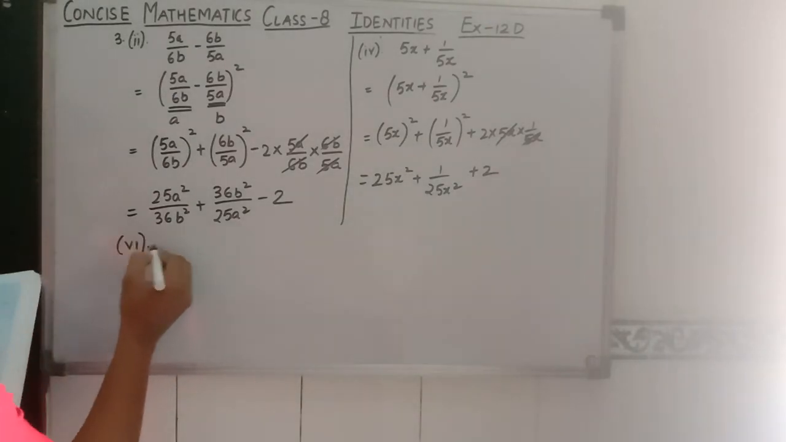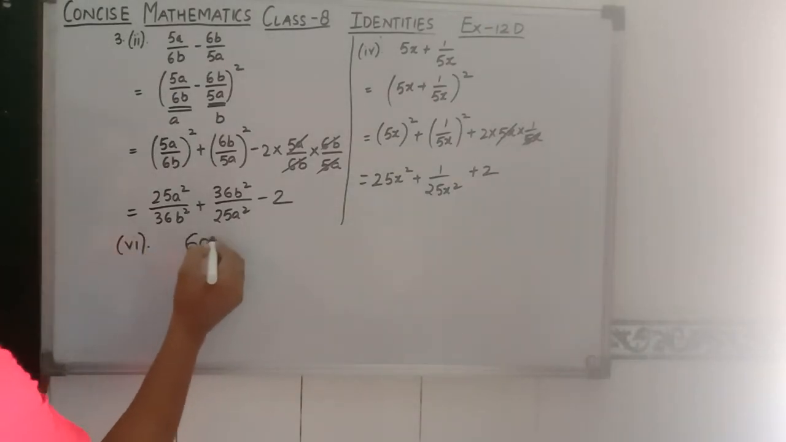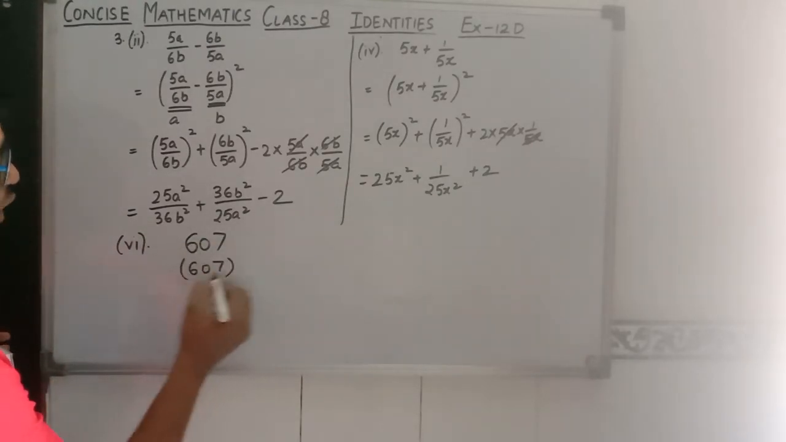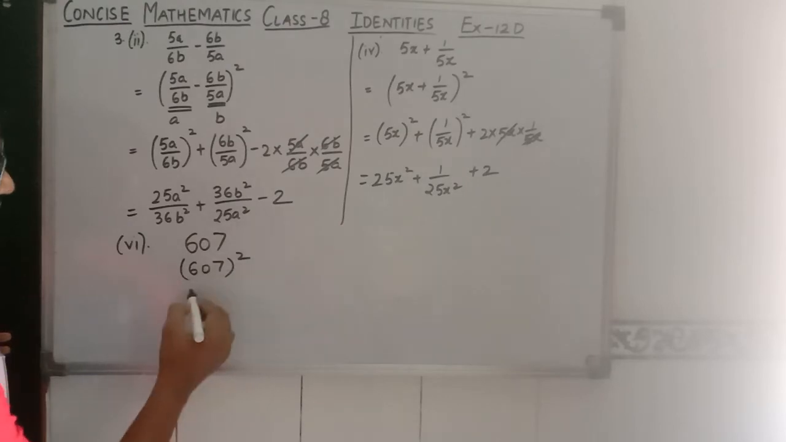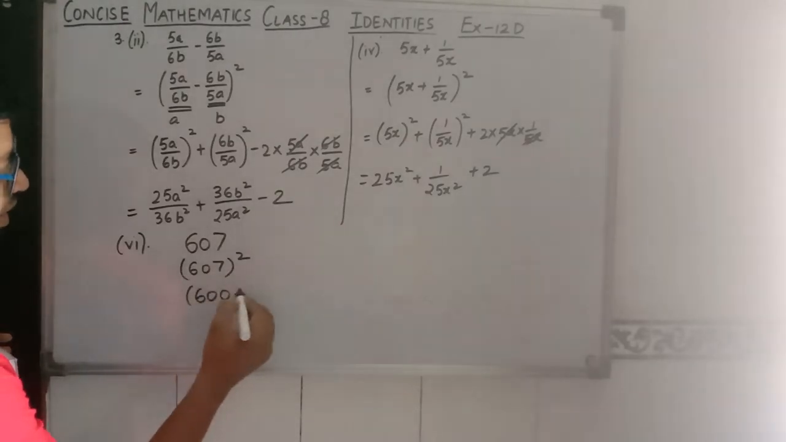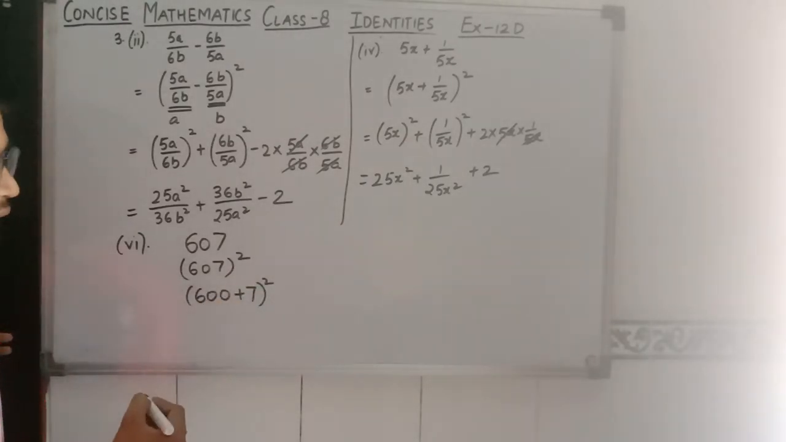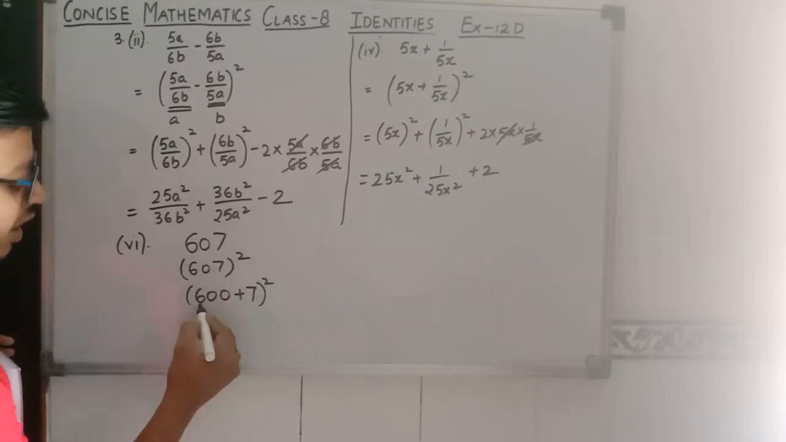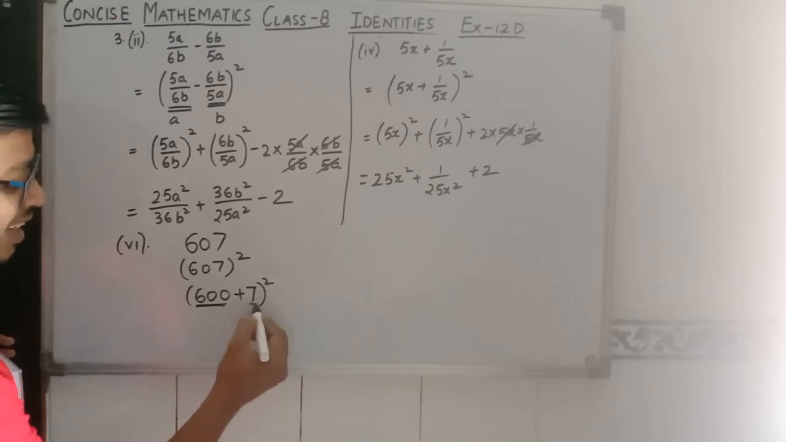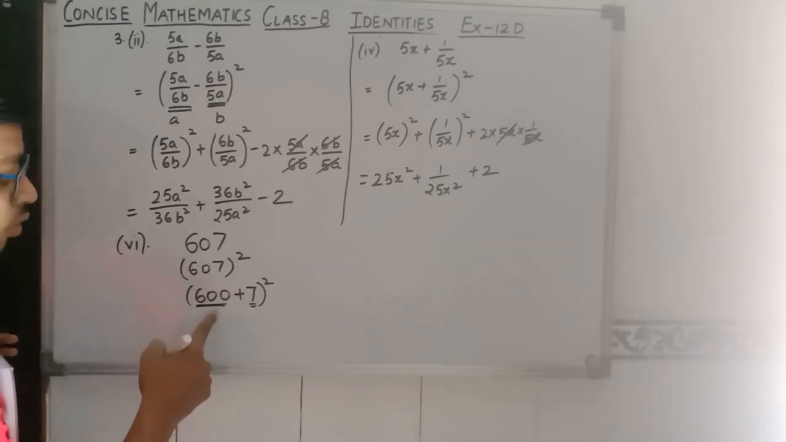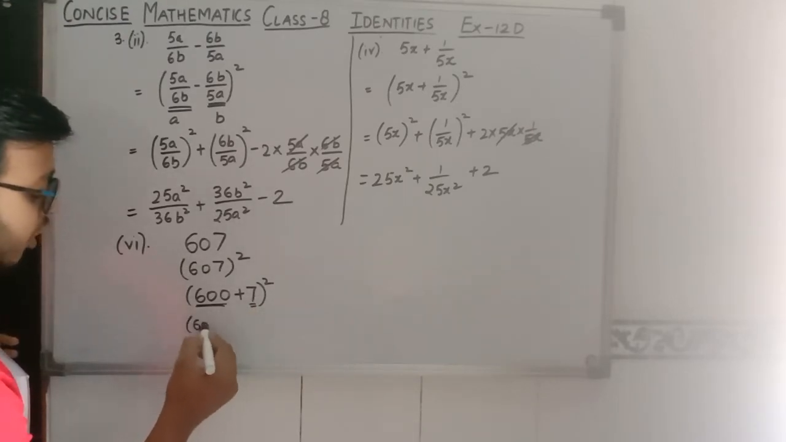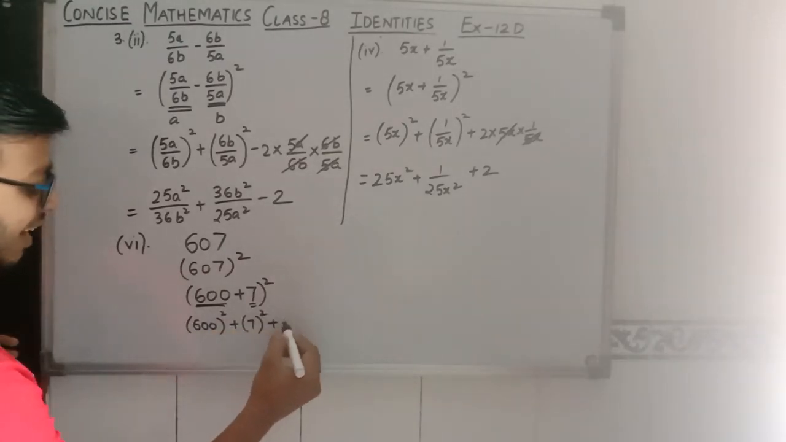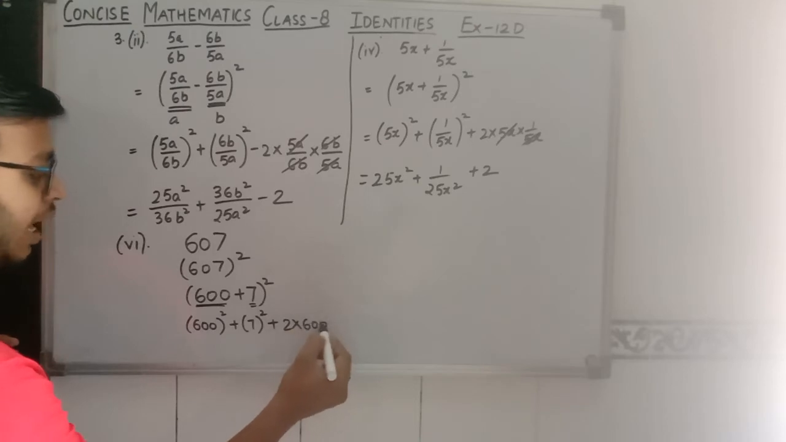Now part 6 is saying find the square of this number 607. So we have to find 607 to the whole square. So 607 can be written as (600 plus 7) to the whole square. Why are we writing 600 plus 7? Because the calculation will be convenient. Now this we compare as a, this is compared as b. So (a plus b) whole square. So in first bracket a square, in second bracket b square, and in the last bracket 2ab.